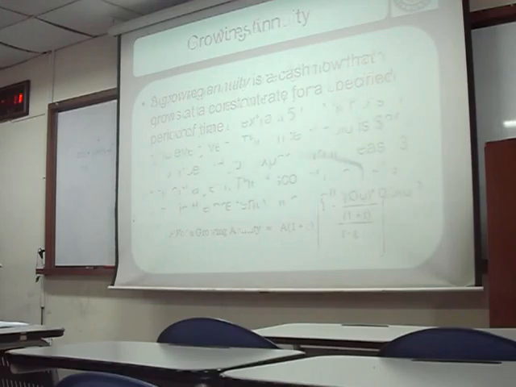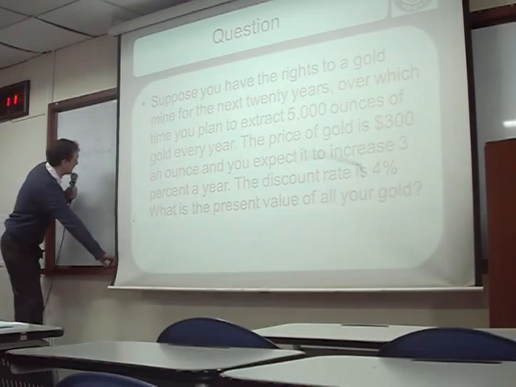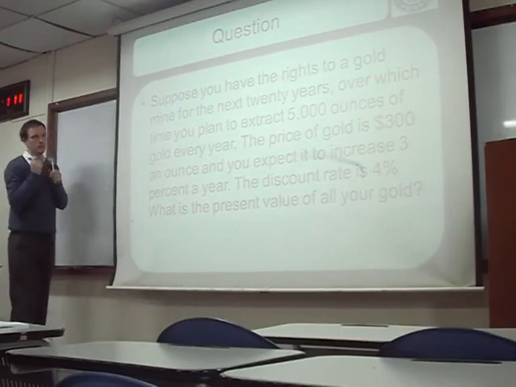So, for example, we own a gold mine. Do you understand gold mine? Yeah. Makes gold. So we're going to get this much gold every year. The price of gold is $300 an ounce, and we expect the price of gold to increase by 3% a year. So what if we want to find the present value of our gold? We're going to start off with 5,000 ounces of gold at $300. So how much money is that? 5,000 ounces at $300.